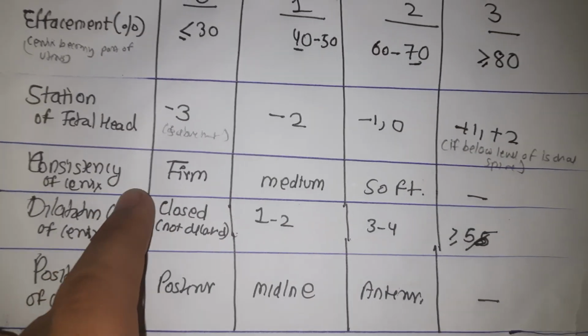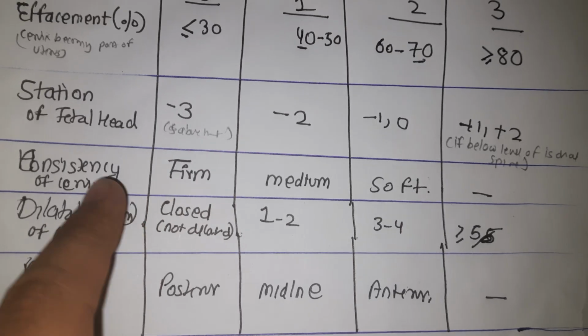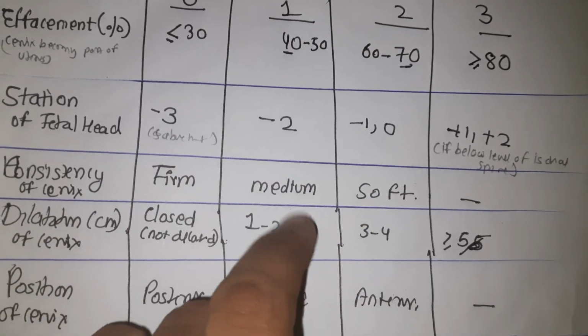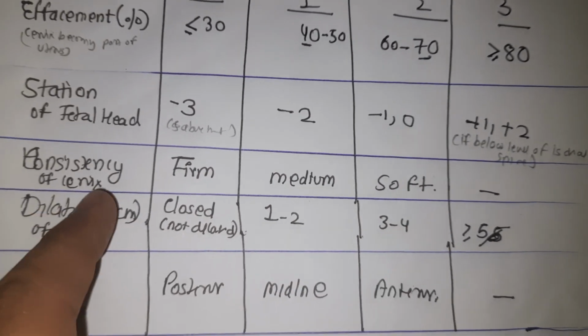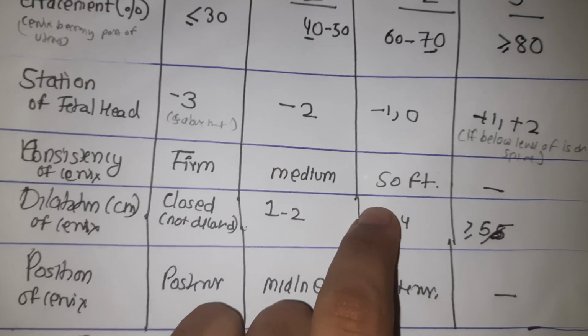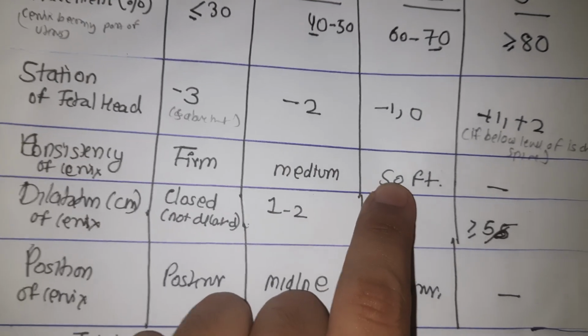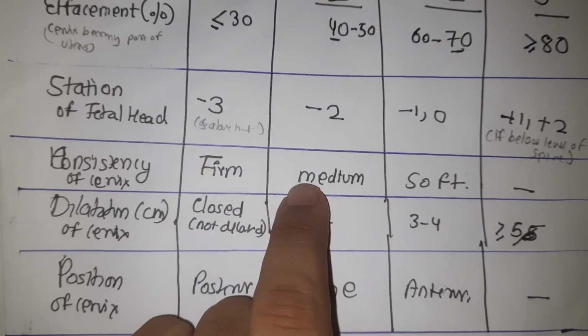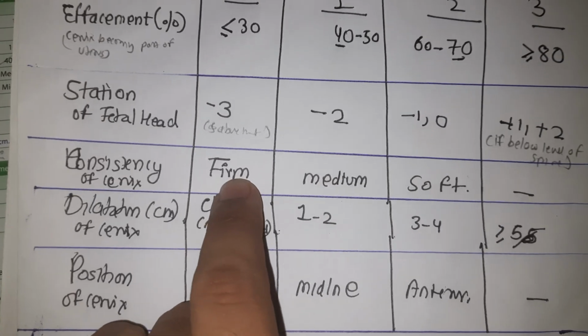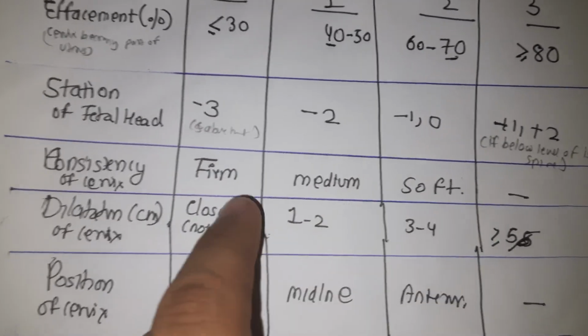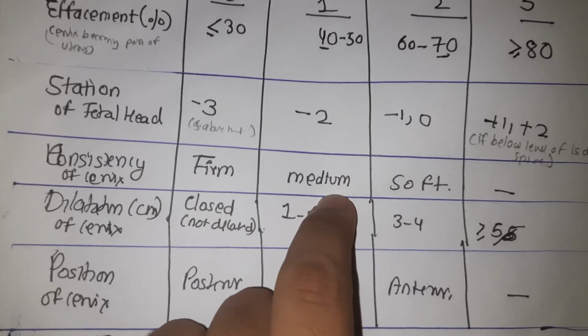For consistency of the cervix, the scoring goes only up to 2. The maximum score is 2 in the consistency of the cervix. If the cervix is soft, then the Bishop score is 2. If it is firm, then the Bishop score is 0. And if it is of medium quality, between firm and soft, then it is 1.